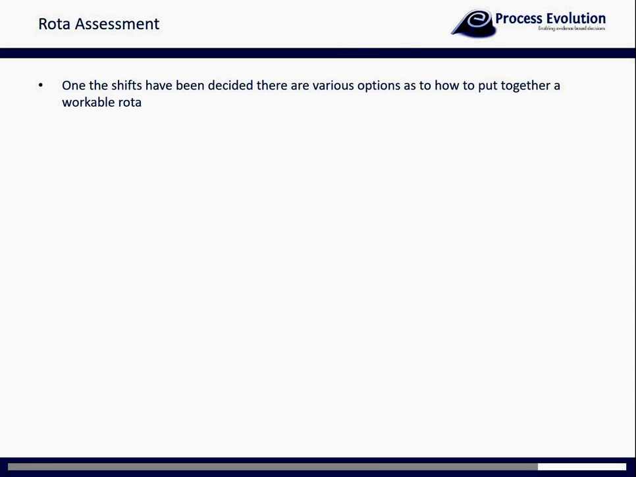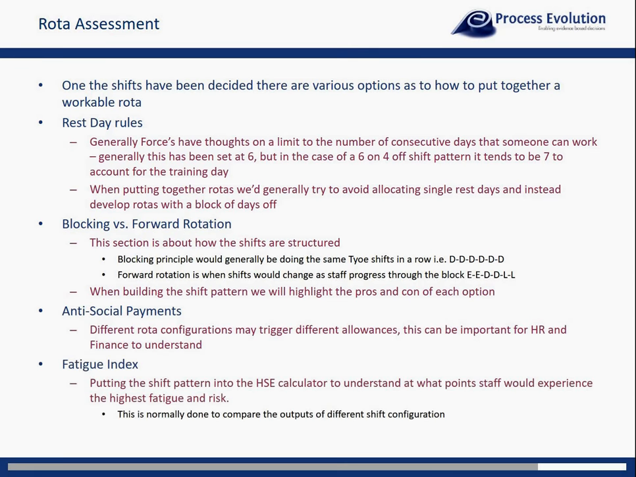For example, we start to look at things like rest day rules. Generally, forces will have thoughts on the number of consecutive working days that someone would work. This can be set at 6, but in some cases may go up to 7 depending on the addition of training days.